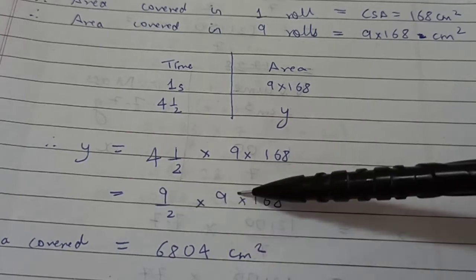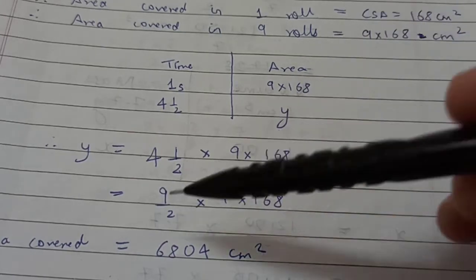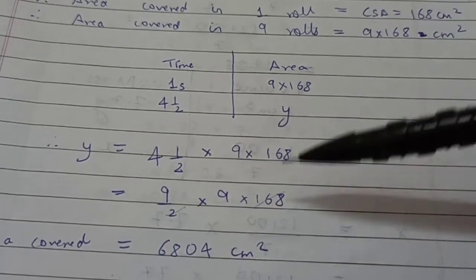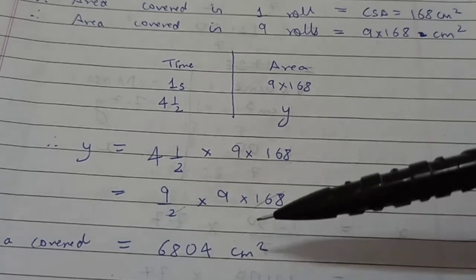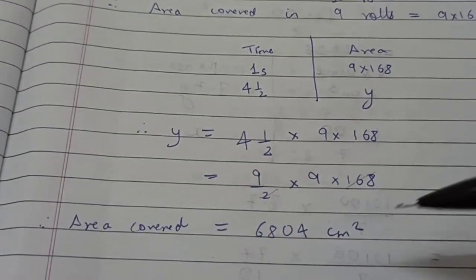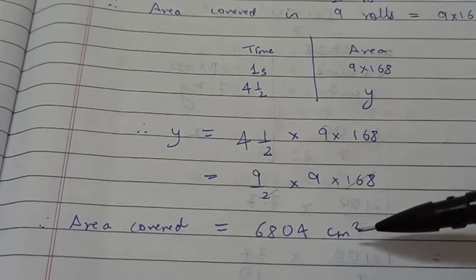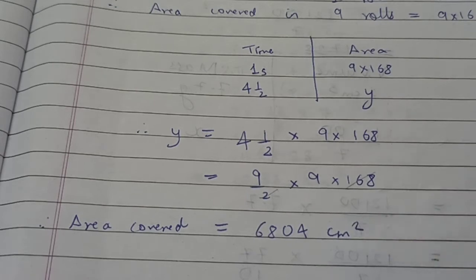Well, nothing got cancelled except for 2 and 168. That's okay, no harm done. This is the final answer. Don't forget the units. The volume is in cube, area is in square, and length, radii are in centimeters, meters only.